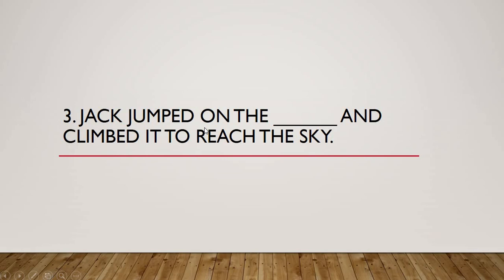Jack jumped on the dash and climbed it to reach the sky. I repeat the question first and let me explain it to you. So how did Jack reach the sky? Obviously the seeds which, if you remember the story, the old man gave. He told Jack that if you plant these seeds, overnight it will grow up and up till it reaches the sky. And when Jack brought the seeds home, what happened?